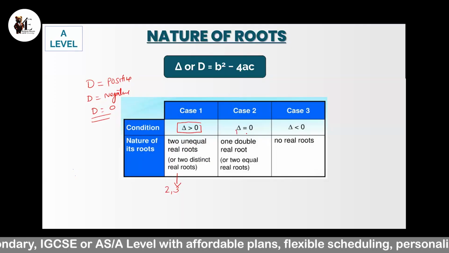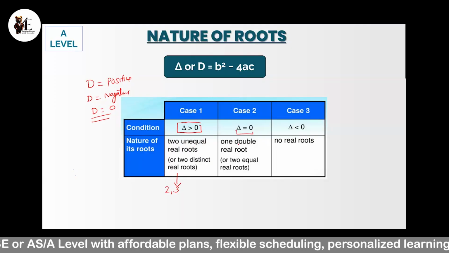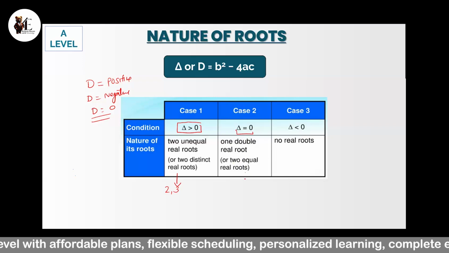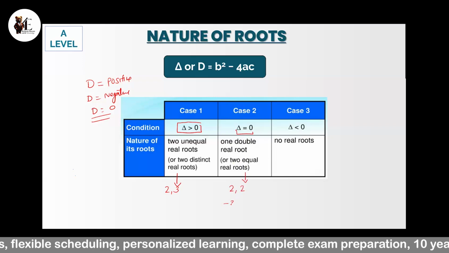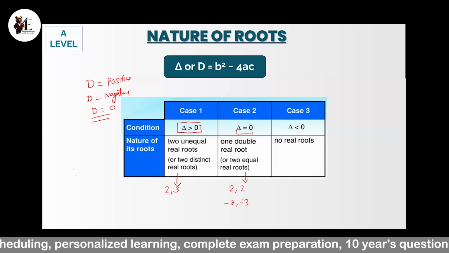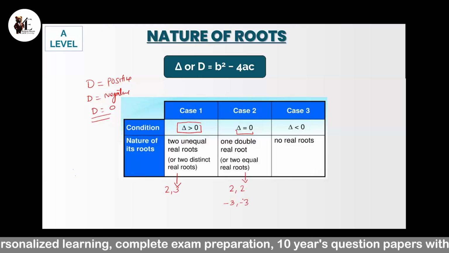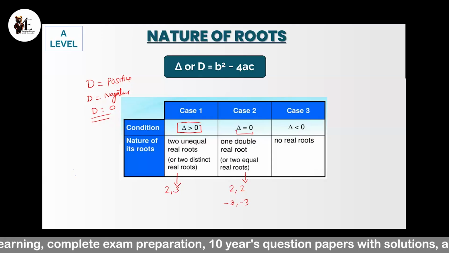But when the discriminant is equal to 0, there will be one double real root, or you can say two equal real roots, meaning both roots will be equal. They can be positive, negative, decimals, or fractions. So both roots will be equal.